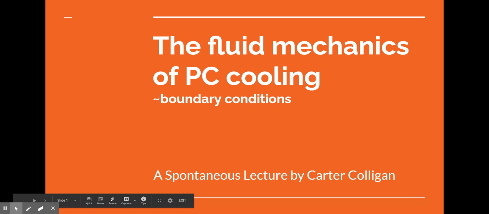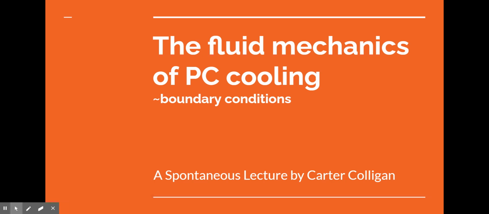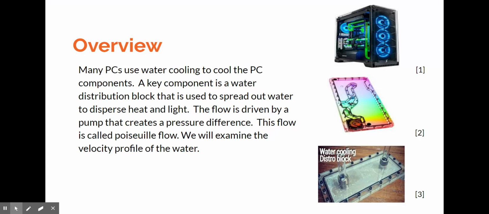This is a spontaneous lecture on the fluid mechanics of PC cooling, more specifically boundary conditions. Overall, PC cooling often uses water to cool the PC components like the CPU and GPU. A key component in this water cooling is the distribution block, which is used to spread out water and disperse heat and light, as shown on the right.